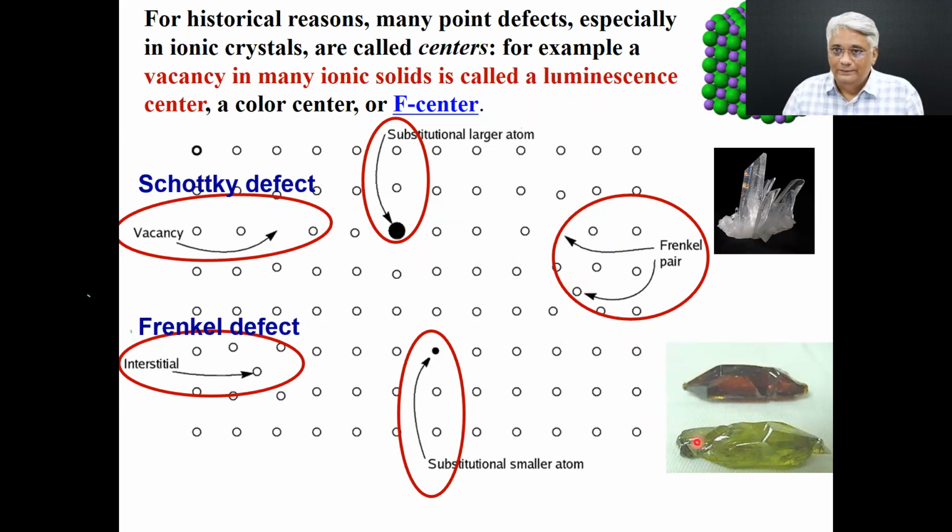What is this you're seeing here? That there's a crystal here, but these two crystals are colored. And this coloration comes in ionic solids because of the presence of color centers. Okay. So we'll see color centers in tomorrow's class.